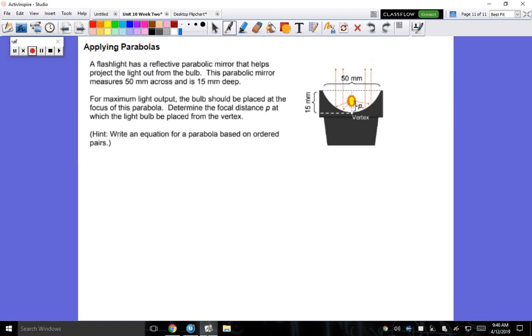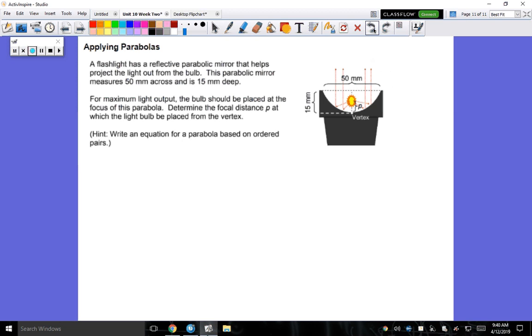So it has a reflective parabolic mirror that helps project the light out from the bulb. This parabolic mirror measures 50 millimeters across and is 15 millimeters deep. For maximum light output, the bulb should be placed at the focus, like we talked about before, of this parabola. So if we place the bulb a little bit too far from the vertex or a little bit too close, it doesn't maximize that light. So putting it right where the focal point is would maximize that light that comes out.